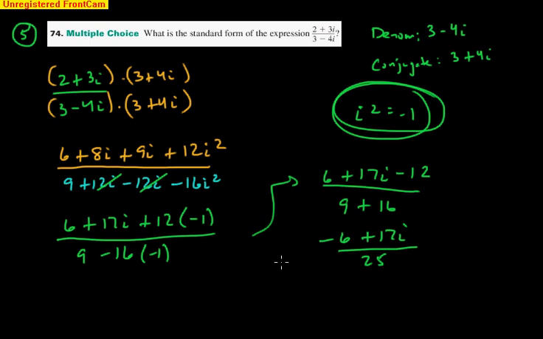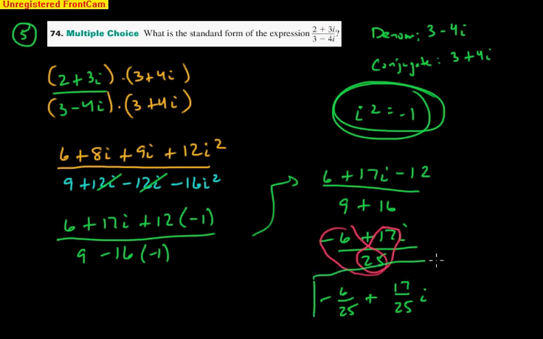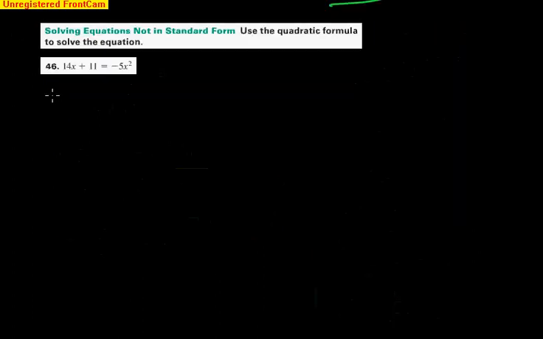We separate these two. So you do the negative 6 and the 25. So that'll be negative 6 25ths. The plus sign comes down in between, and then we'll do the other two numbers, 17 and 25. 17 over 25, and the i comes after. Look to simplify. 6 and 25 share no factors. 17 and 25 share no factors. This is your final division answer in a plus bi form.